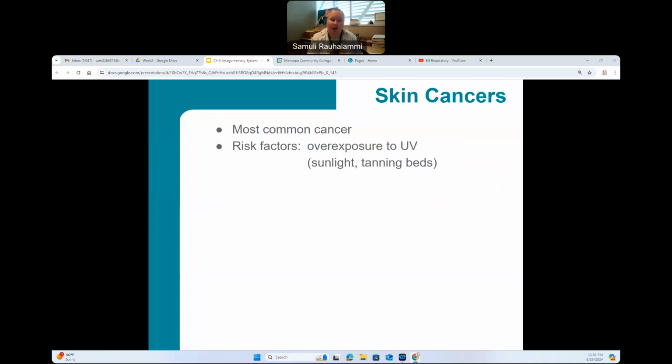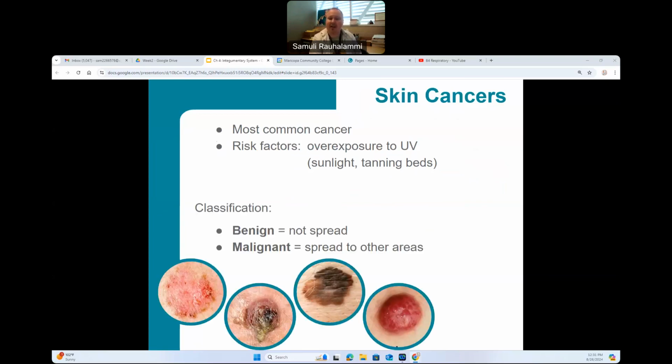And again, I do have a few pictures. I don't think they're too gruesome, but if you feel uncomfortable, feel free to look away when we talk about different skin cancers, skin changes.